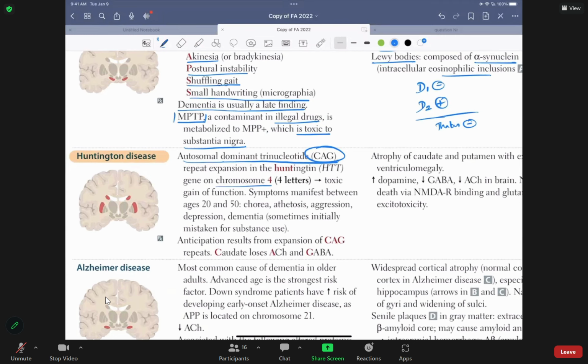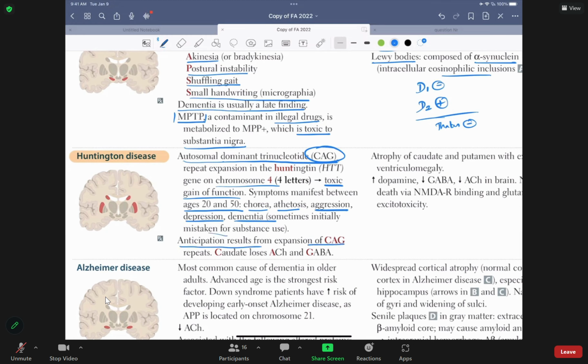Here it's in chromosome 4. There's a toxic gain of function. Symptoms manifest between age 20 and 50. Now, these people have chorea, abnormal movements, aggression, they can get very angry, depression, and sometimes dementia also. Okay. Now, anticipation is a result of this.